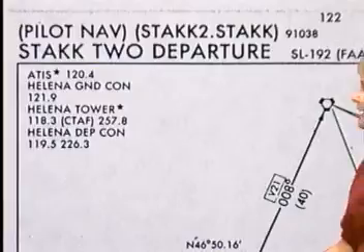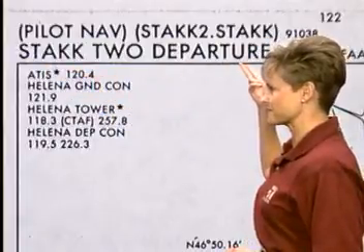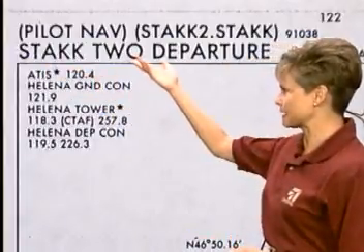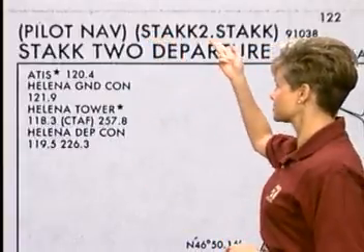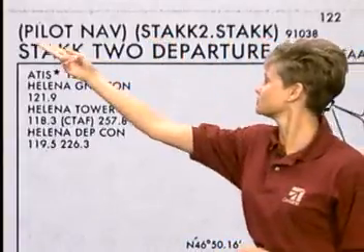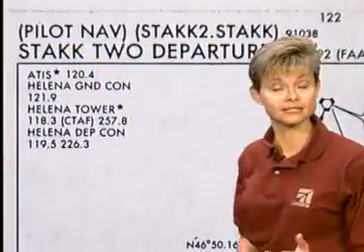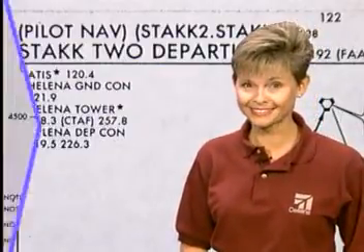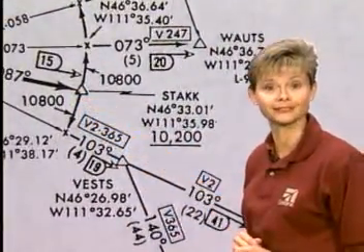For instance, here is a departure procedure for the Helena, Montana Regional Airport called the Stack 2 Departure. You can see the name at the top left, and in the same area you see in parentheses stack2.stack and pilot nav. Stack2.stack is the code that tells the ATC computer the route you'll be using to depart the airport. The procedure is called the stack departure because it ends right here at the stack intersection.